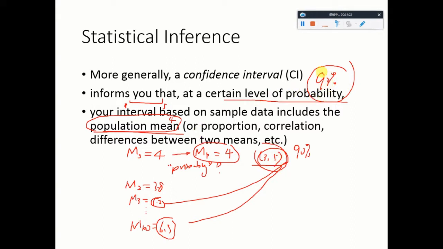It means 90% of the time, this interval will include the true population mean or proportion, and about 10% of the time, this interval would not include the population mean or population proportion. Okay?